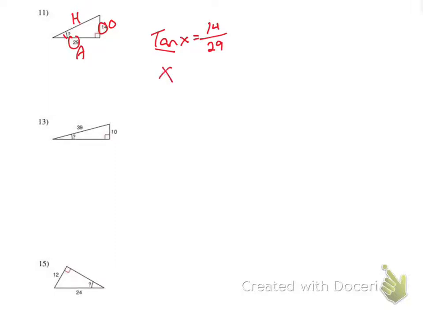So then I'm going to get x is equal to tan -1, parentheses, 14 divided by 29. I just typed that right into my calculator. Tangent -1, and then 14 divided by 29. I get 25.76, so round that to the tenths is 25.8. So your angle x is going to be 25.8 degrees.